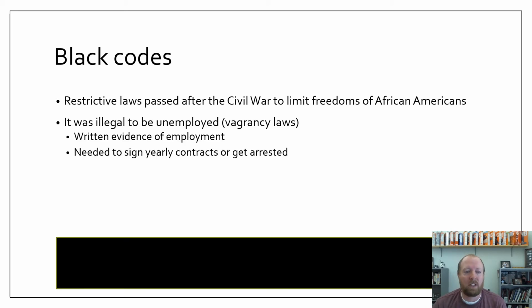So examples of this, it was illegal to be unemployed. These are called vagrancy laws. And so you needed to have on your person a written contract as evidence of employment. Well, in order to get one of these, you had to sign yearly contracts. That required them to work for that employer for a year. They couldn't change employers during that year. And that was challenging. If you didn't have that piece of paper, or proof of employment, or even if you didn't have a job, they could arrest you, and part of your sentence would be to go work on farms.